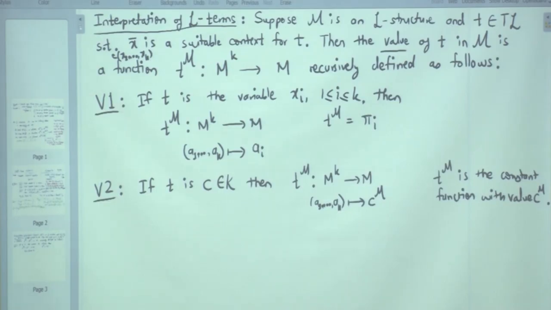I mean, if the polynomial is 1, then you will simply map it to 1. No matter what input is given, it is always the same value. Any questions? Okay.